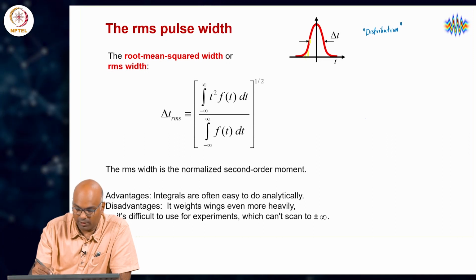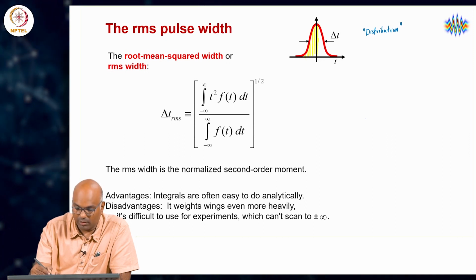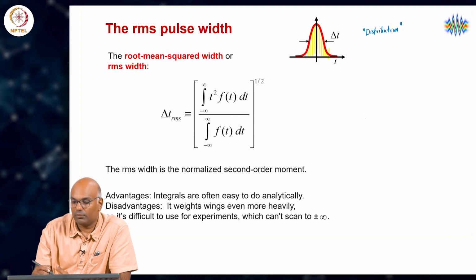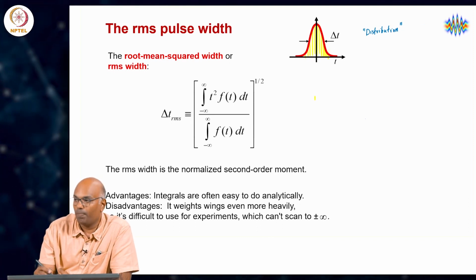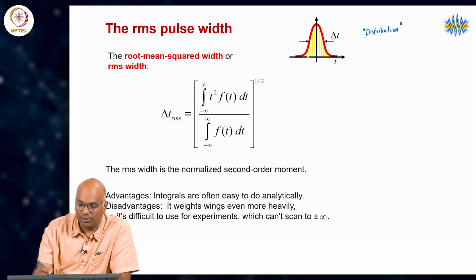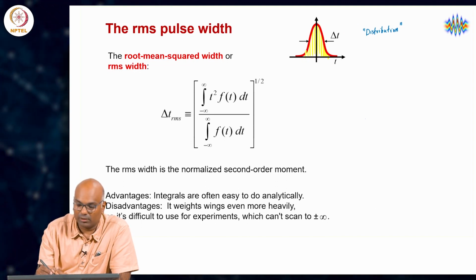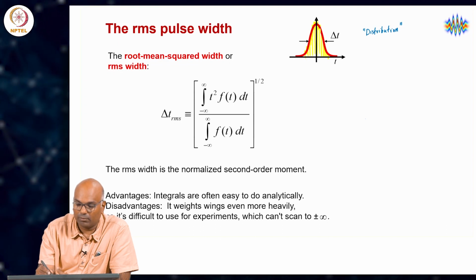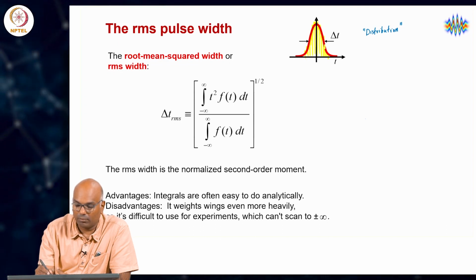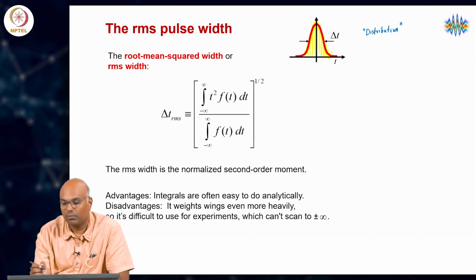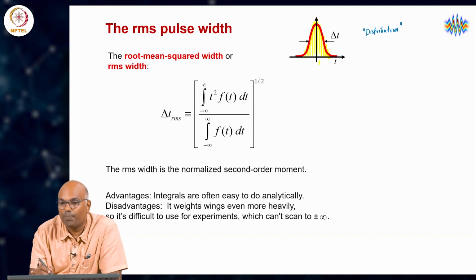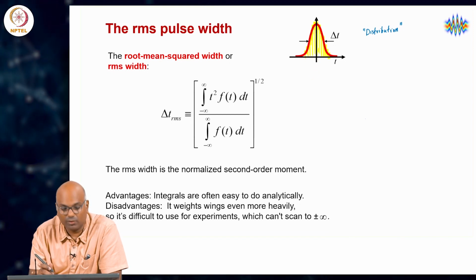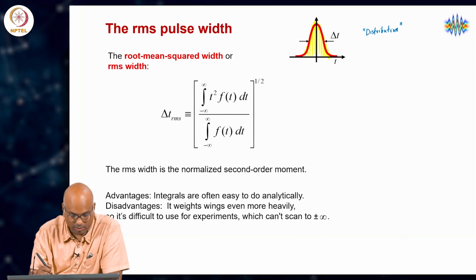So, we consider little segments of the pulse in time, okay. Almost think of it like a histogram of whatever type. All right, and then calculate the moments of this distribution.